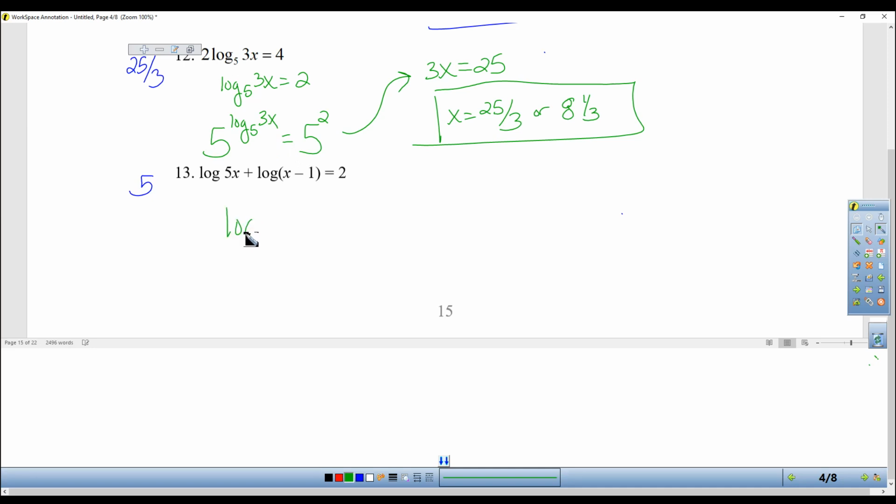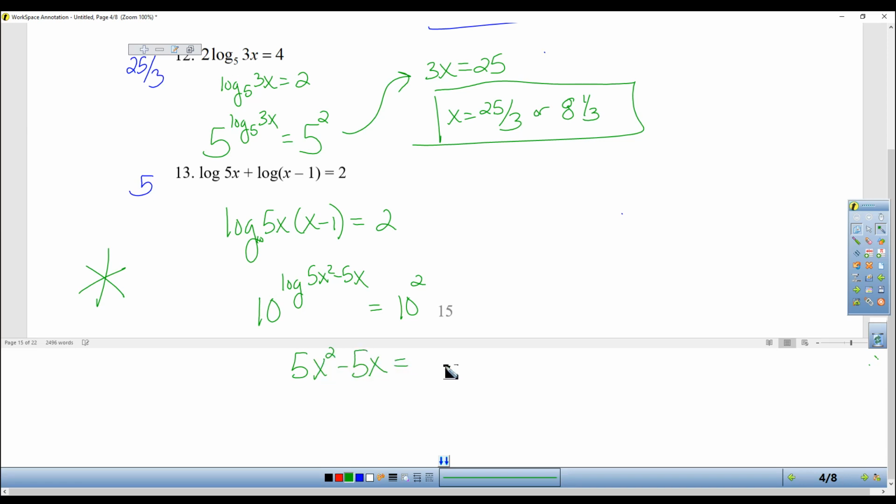So I'm going to change this to log of 5x times x minus 1. You learned from condensing that if the two logs are being added, you can multiply them. And now the base is a little 10, even though you can't see it. So log of, let's just change that to 5x squared minus 5x, just easier to write, and 10 to the 2. Again, this is the most missed question, so make sure you're following me. And if you're not, come and ask. That's what I'm there for.